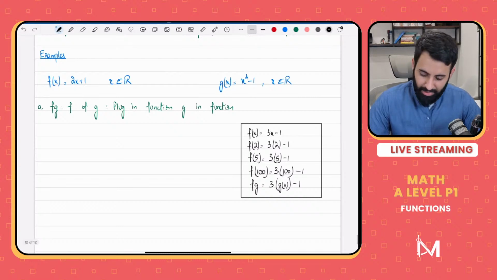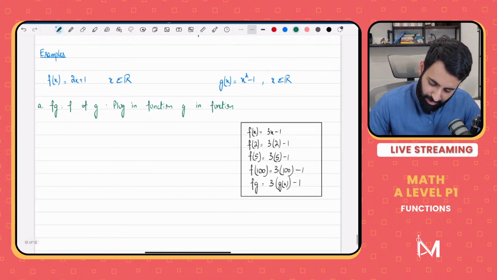So as I was saying, let's say you have to find out fg, which basically means that you plug in function g in function f. So how do we do that? Let's find out. So fg of x means in place of x, we have x squared minus 1, plus 1.